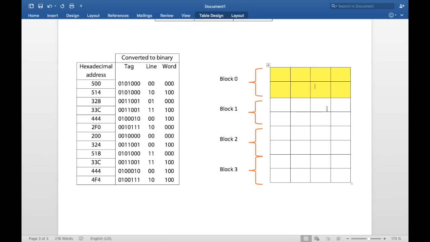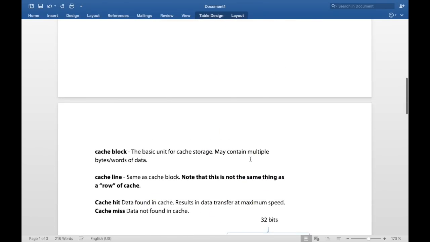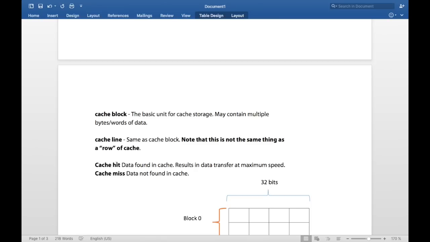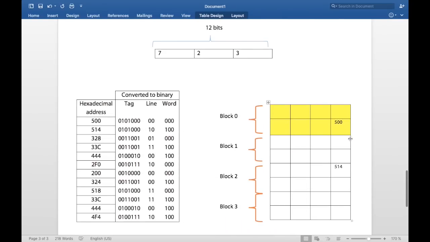So line 0, word 0, here. The data isn't there, so we're going to write it here. We go to the next one, 514. Line 2, word 4. 0, 1, 2, 3, 4. Write it here. This was a miss, and so is this. How do we define hit and miss? When the computer looks for data in cache, if it can find it, it's a hit. If it can't find it, it's a miss. Right now we're searching, but there's nothing there, so it's a miss.